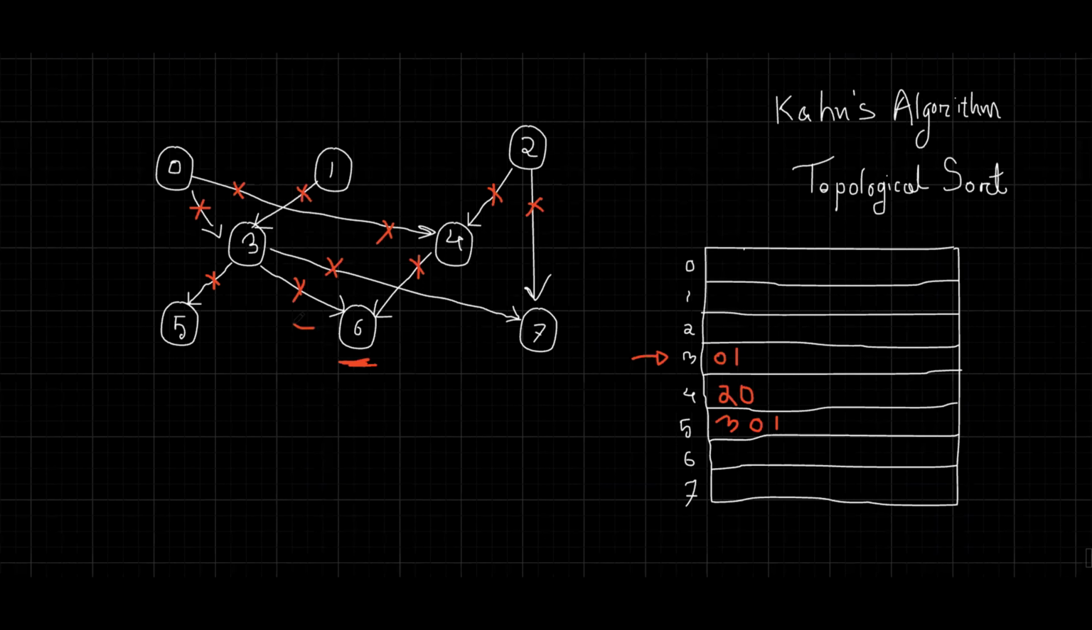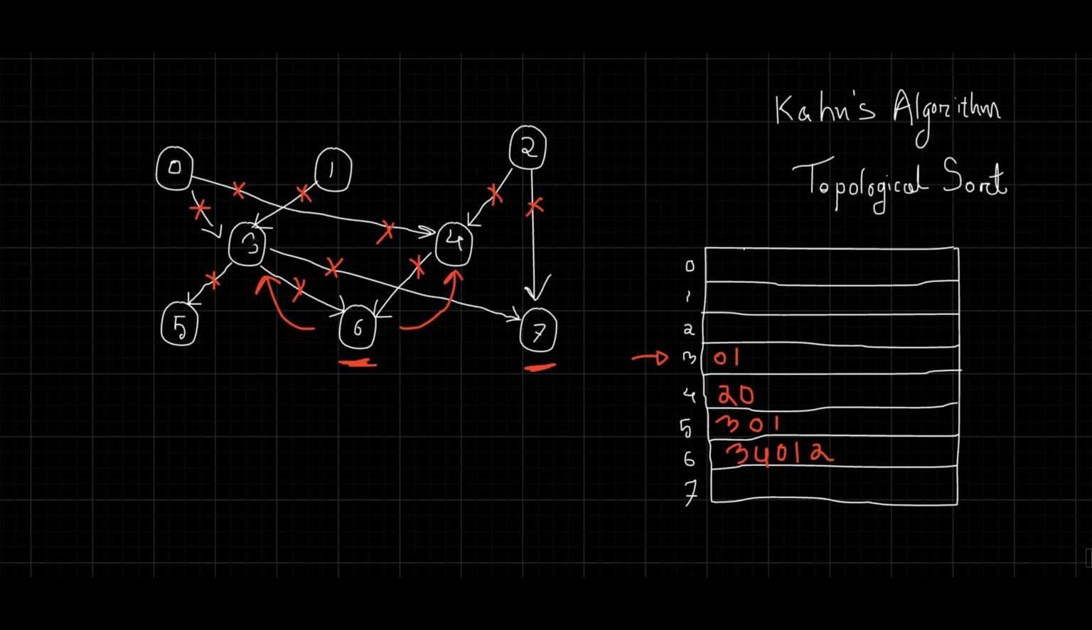Now we are at this node 6. It has two direct parents, 3 and 4. So we have to insert 3 and 4 here. Now all of the ancestors of 3 are also ancestors of 6, so we have to put 0 and 1 into the 6. Now all of the ancestors of 4 are also ancestors of 6. So we have to put 2 here, but 0 is already present in the list, so we don't have to put 0.